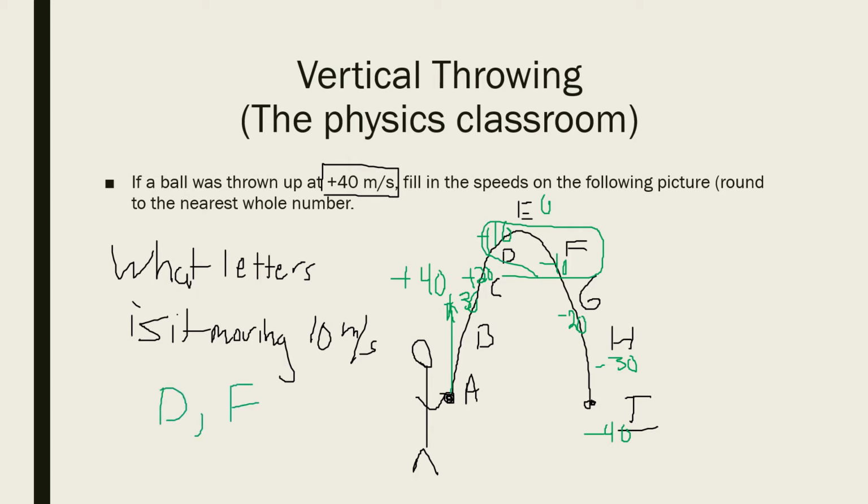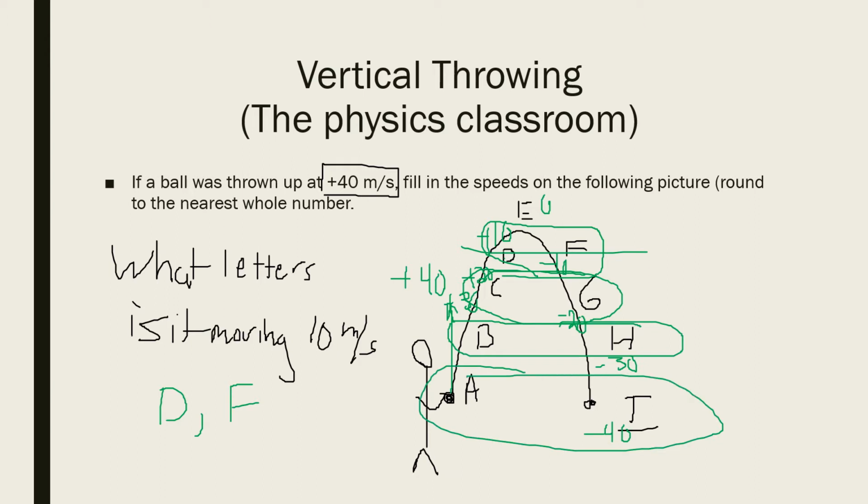It's symmetric. That's kind of what it was trying to get at when you were doing the physics classroom. So if you saw that this was 10, you wouldn't need to count over to F. You could just see, oh, the one in the same line is going to be going the same speed. So C and G would be the same speed. B and H would be the same speed. A and I would be the same speed. Hey, and isn't that one of the rules of vertical throwing? The speed it leaves is the speed it returns, but opposite direction, because it's symmetrical.